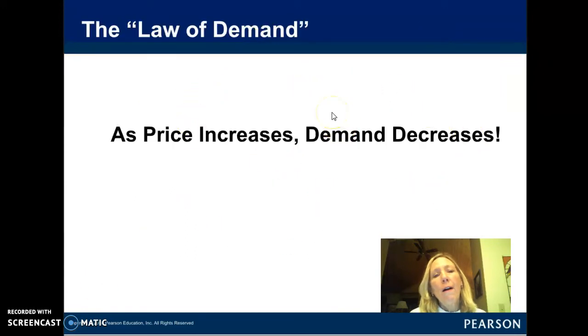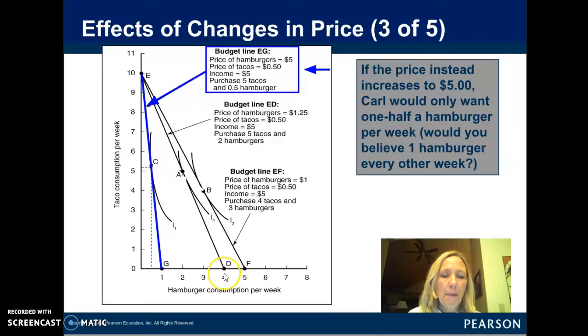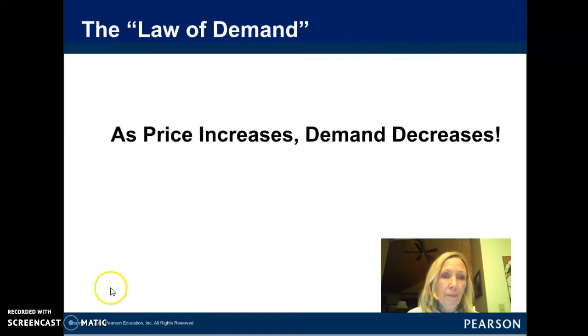So the law of demand is an important economic law, and the law says as price increases, demand decreases. So in this case, as price increases, this consumer can afford less, so demand is going to decrease.